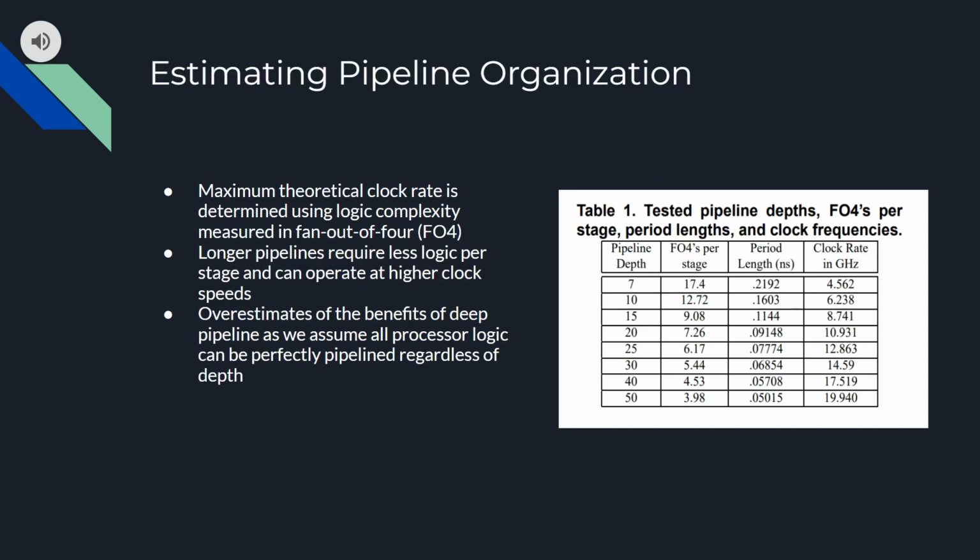The pipeline organization for our experiment was identical to the one used in the reviewed research paper. The maximum clock rate was determined by dividing the total logic depth by the number of stages, and the pipeline overhead of 1.8 FO4s is added to each stage. It was shown that shorter pipelines perform better with slower clock rates and that longer pipelines require less logic per stage and can operate at higher clock speeds. This experiment overestimates the benefits of deep pipelines by assuming that all processor logic can be perfectly pipelined regardless of depth.